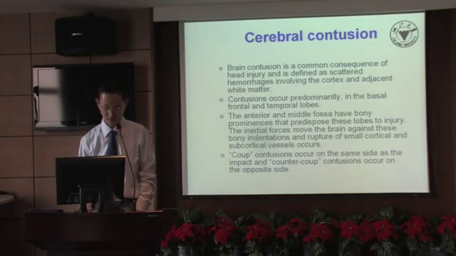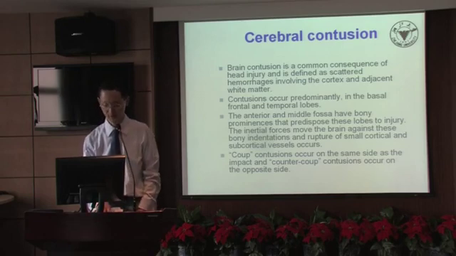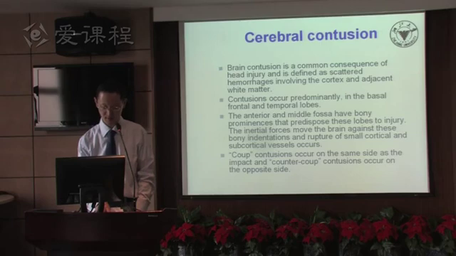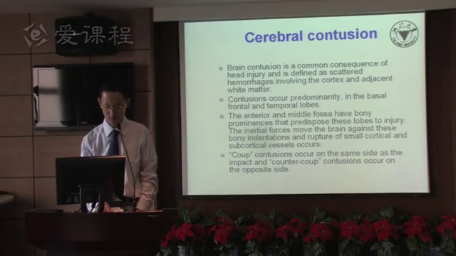The anterior and the middle fossa have bony prominences that predispose these lobes to injury. At the moment of trauma, the inertial forces move the brain against this bony indentation and cause rupture of small cortical or subcortical vessels.